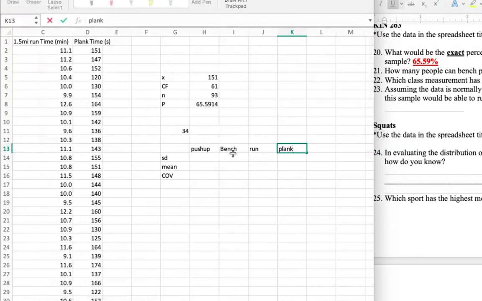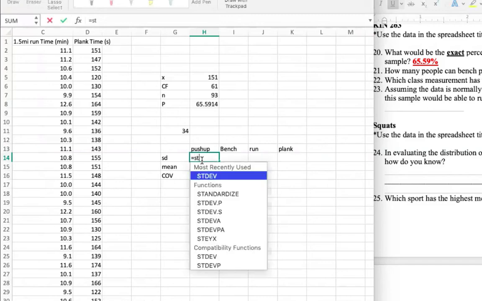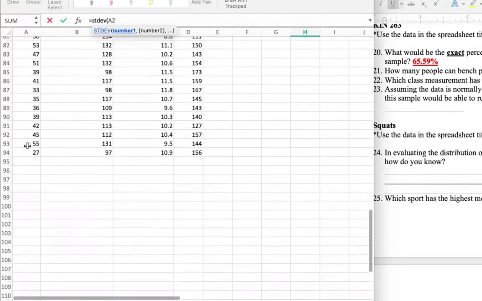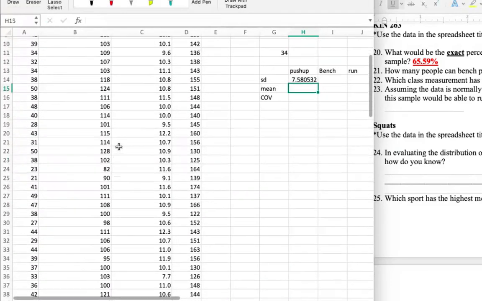I'm just going to be really general with those. How do we find standard deviation? Equals STDEV, and then we just put in our push-up data. The mean we already went over, that one's average.